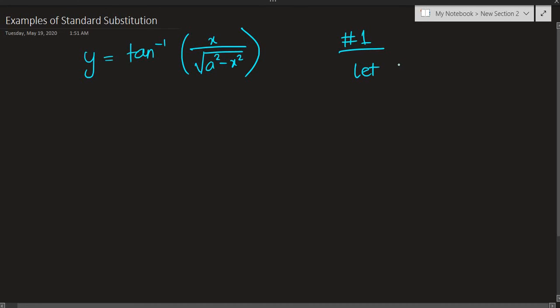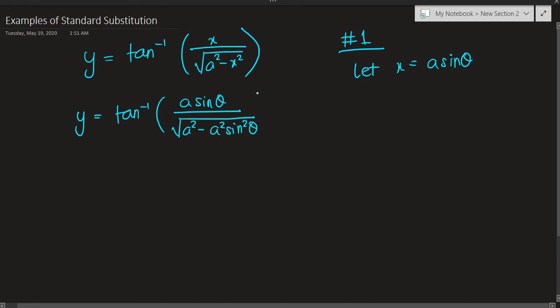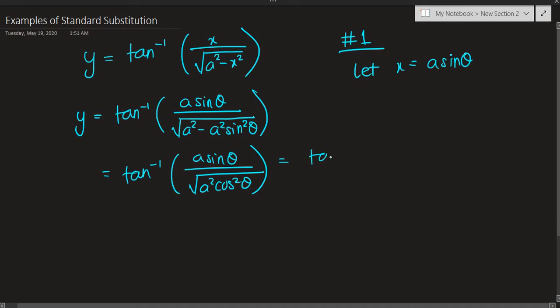That said, let x equal a times the sine of theta, and we'll see in a minute why that's so powerful. So we have the inverse tangent of, what's x, a times sine of theta divided by square root of a squared minus a squared sine squared theta. Now I won't show all the steps, so we end up with inverse tangent of a times sine theta divided by the square root of a squared cosine squared theta, which can be written as the inverse tangent of a times sine theta divided by, getting rid of the square root, a times cosine theta.